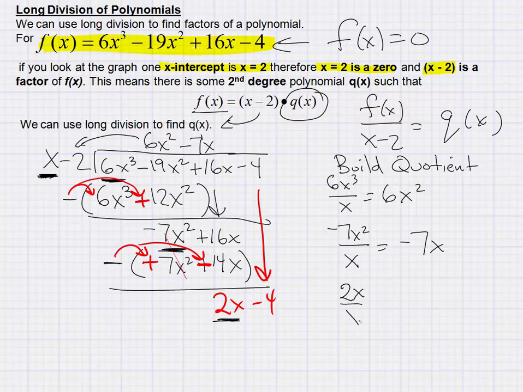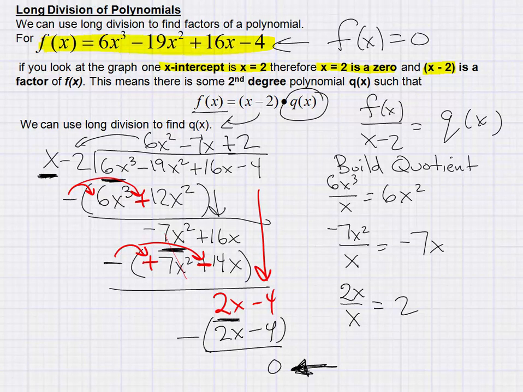One more time. 2x divided by x gives me 2. Place that here. Multiply, I get 2x minus 4. I subtract, I get 0. Now I got a remainder of 0. That's not by coincidence. You're not always going to get a remainder of 0, but for this factoring thing to work, that's going to be a key part to it, which we're going to have to talk about a little bit more. But that being a 0 is important.